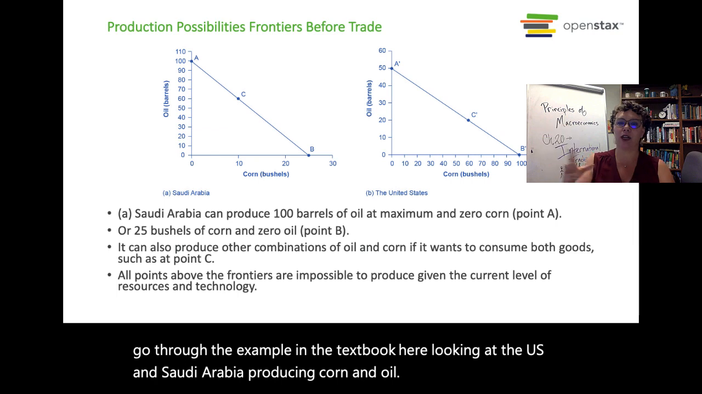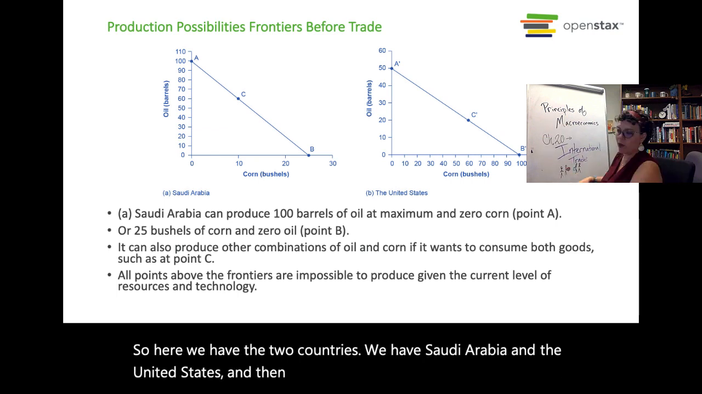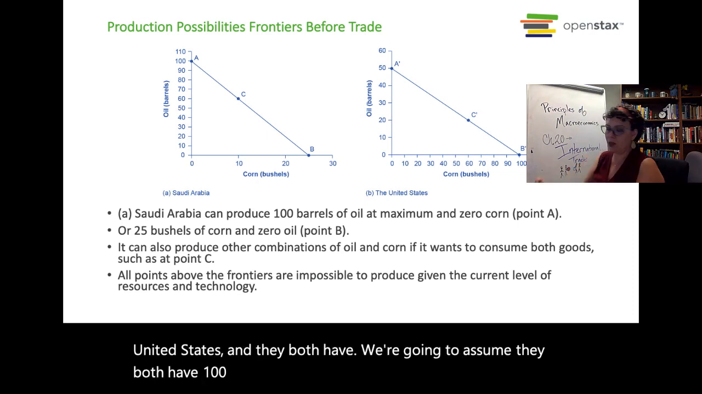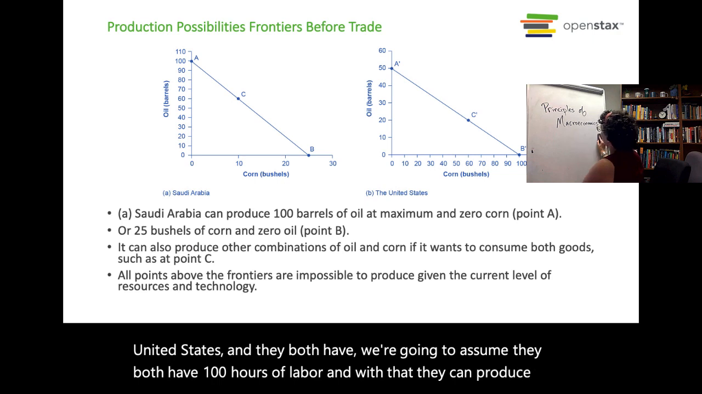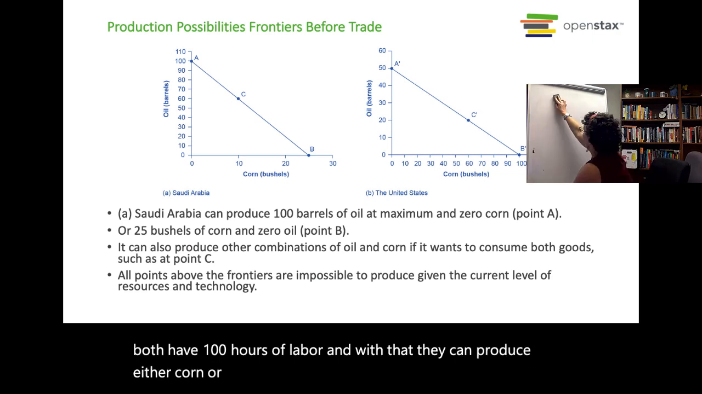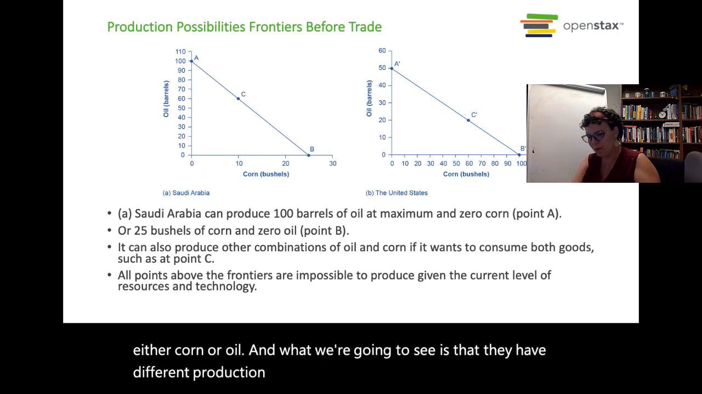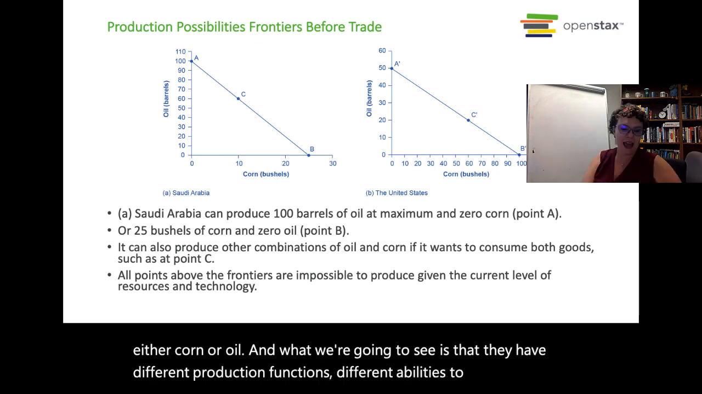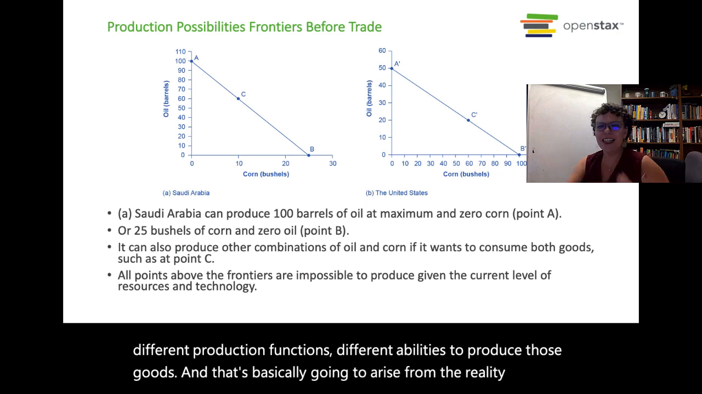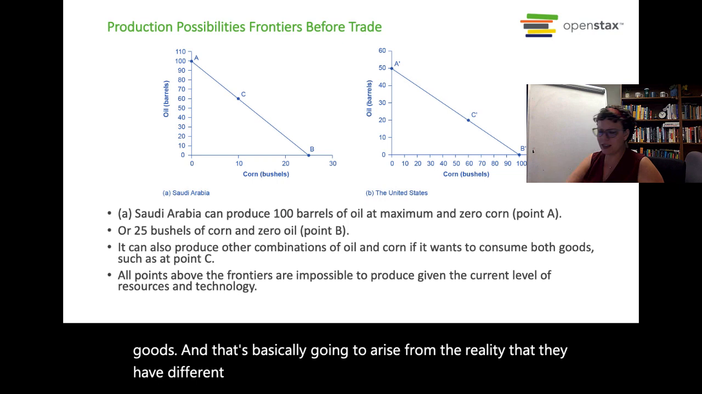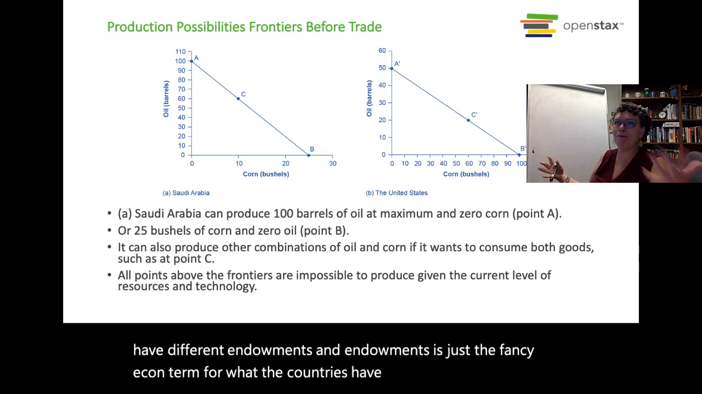So here we have the two countries: Saudi Arabia and the United States. We're going to assume they both have 100 hours of labor, and with that, they can produce either corn or oil. What we're going to see is that they have different production functions, different abilities to produce those goods. That's basically going to arise from the reality that they have different endowments. Endowments is just the fancy econ term for what the countries have built in.